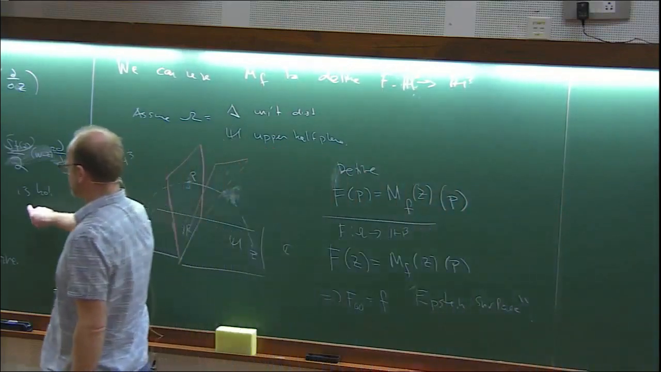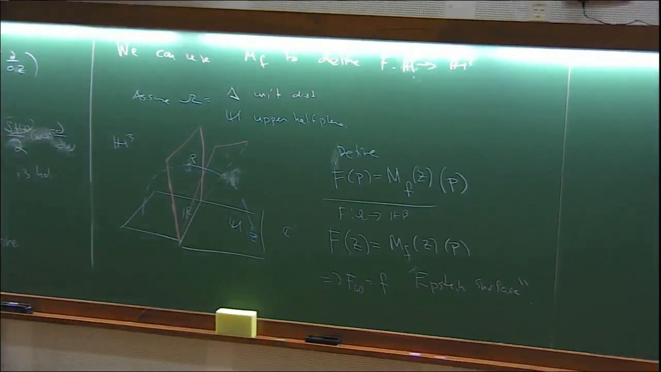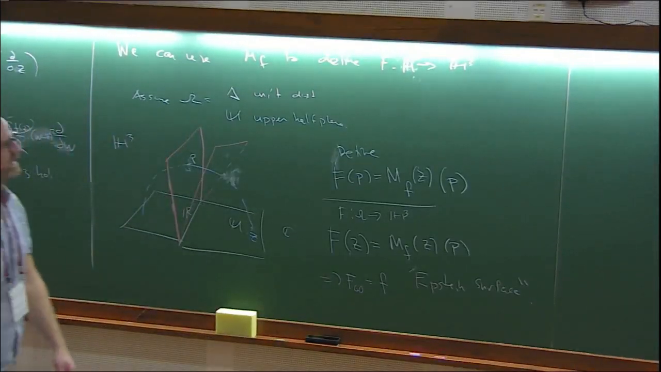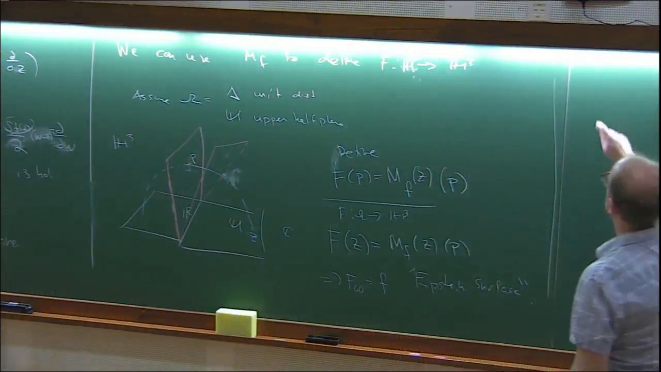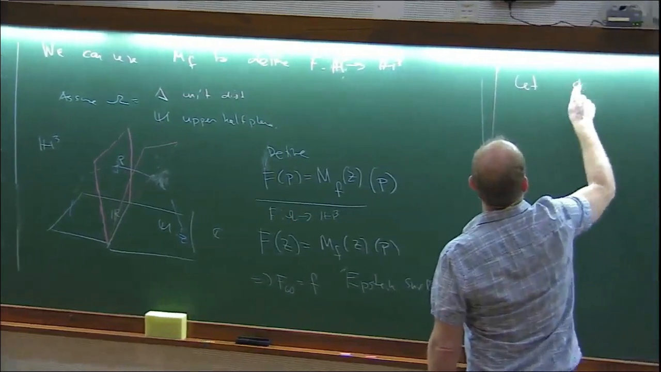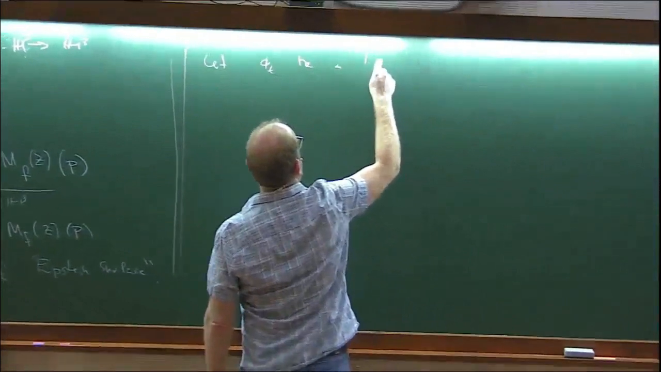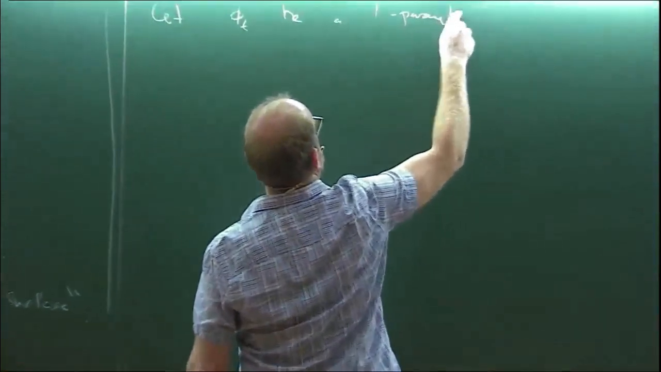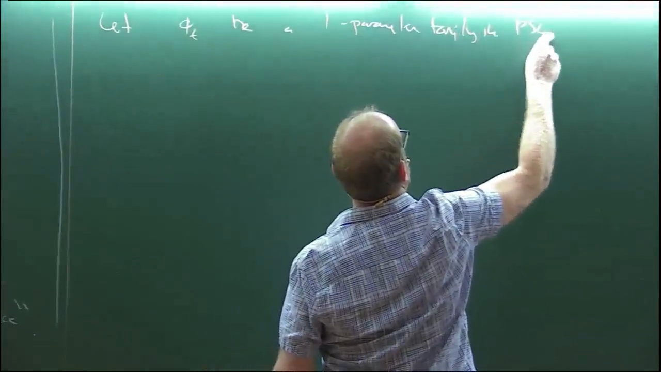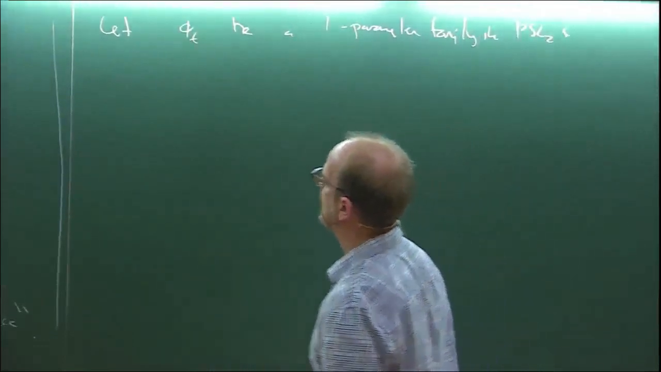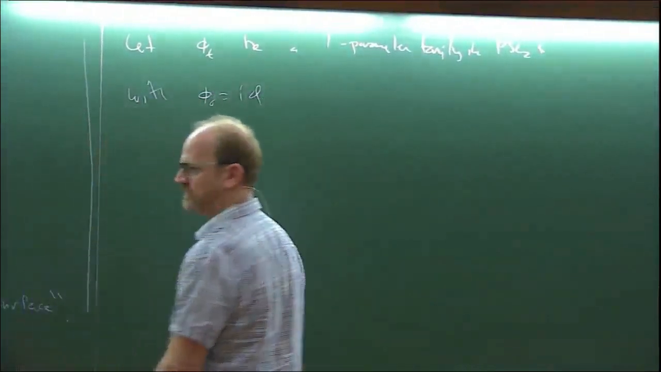So let's return to the discussion here. So how do we take this derivative? All right, so to start with, let's let phi of t be a one parameter family in PSL2C. And assume that phi naught is the identity, just to make life simple.